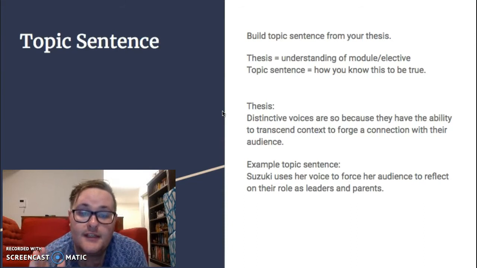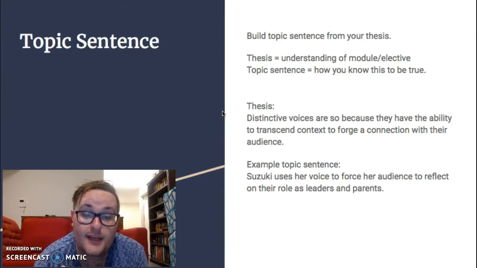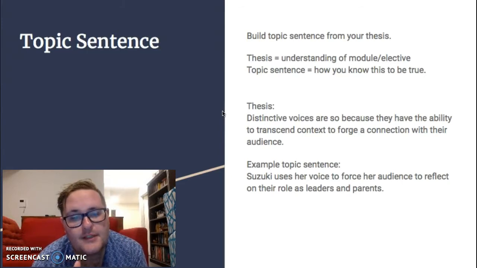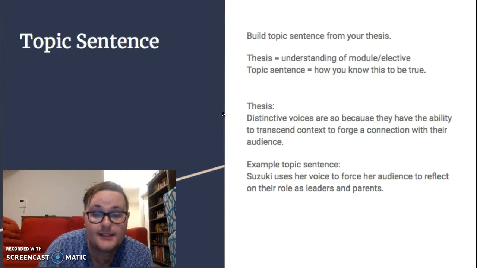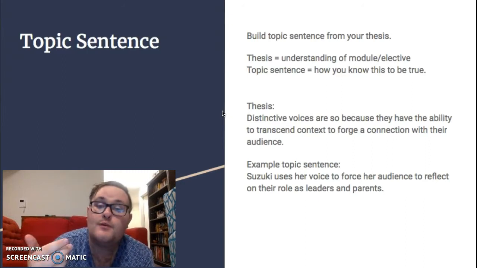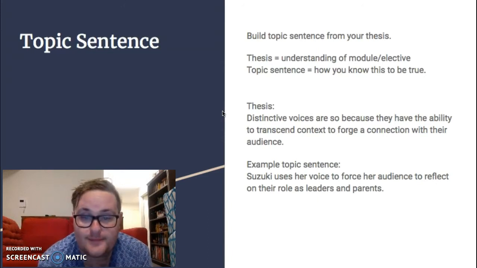So for the examples that I'm using, we're looking at distinctive voices. So experience through language is the module, distinctive voices being the elective. Your topic sentence is how you know this statement is true. And so you need to make sure that your topic sentence is always building on or is connected to your thesis, because it is how you are proving that your thesis is a correct answer to the question.